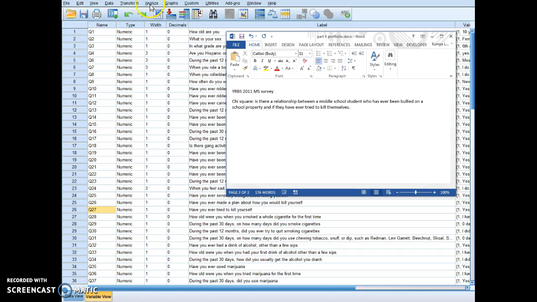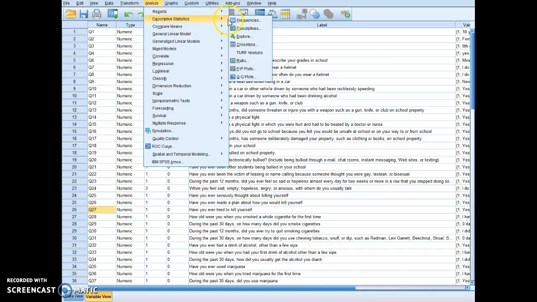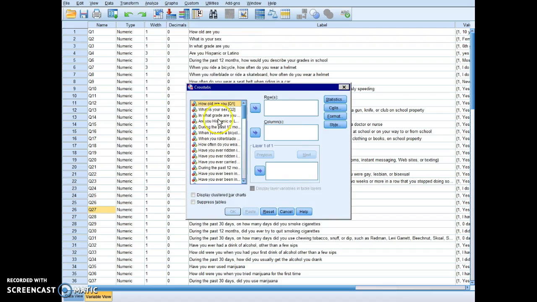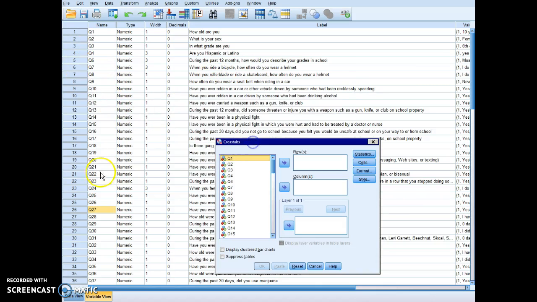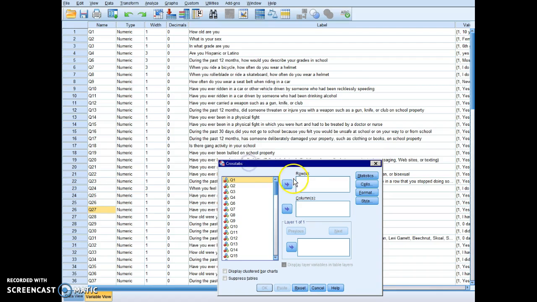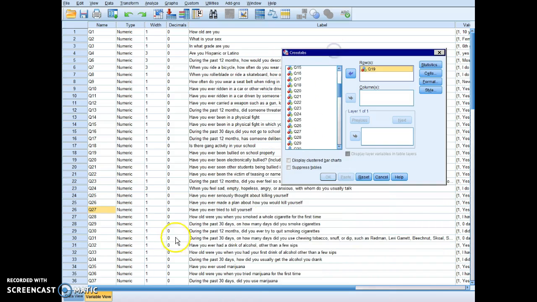Now to test that, we go to Analyze, Descriptive Statistics, and run Crosstabs. For this, I'm going to pick variable names because I look at the question numbers and where they fall. It doesn't matter where we put the variables in rows and columns. I will put 19, which is have you ever been bullied on school property, in the row, and 27, which is have you ever tried to kill yourself, in the column.